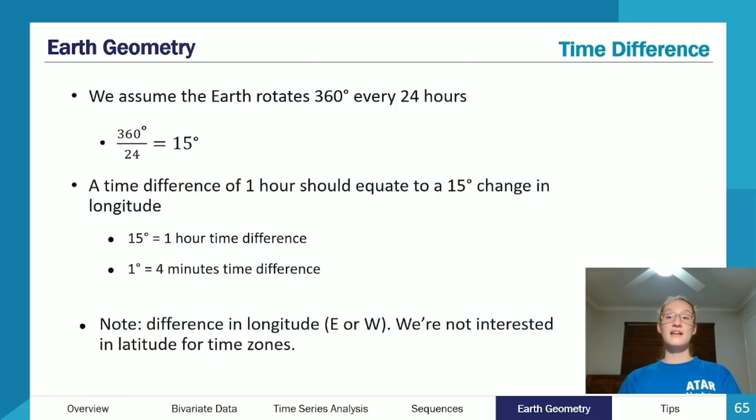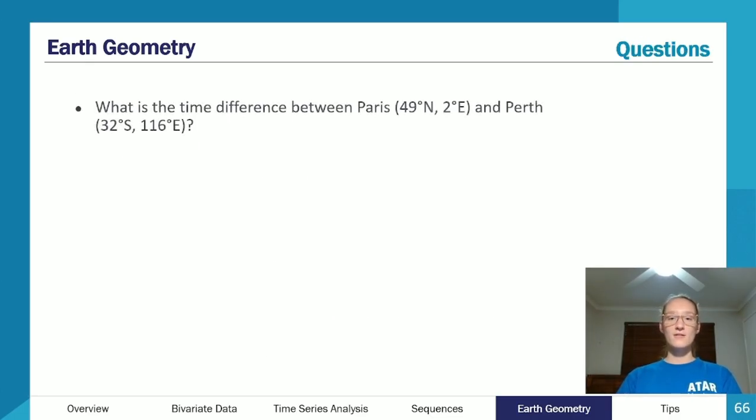The main thing to keep in mind here with time difference is that for every 1 degree, there's a 4-minute time change, because there's a 15-degree change every hour. But again, we're not focusing on that. Feel free to have a flick through these slides.